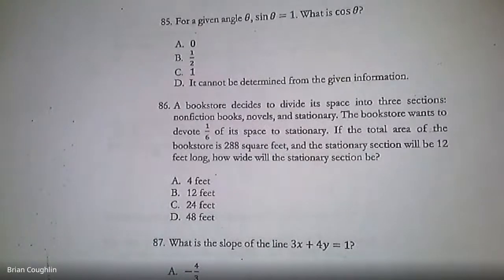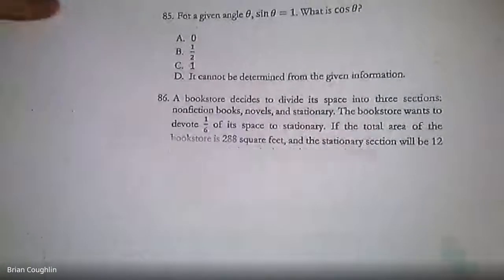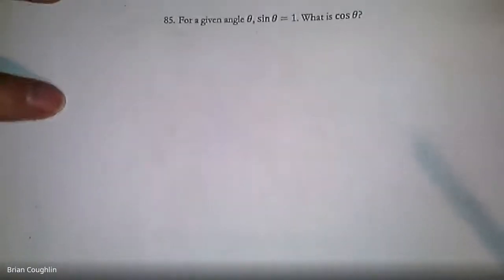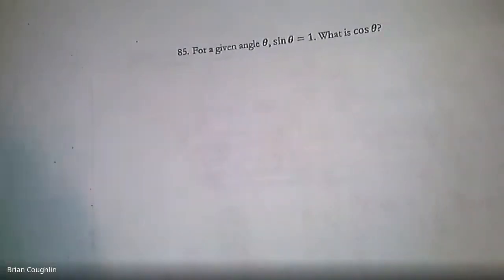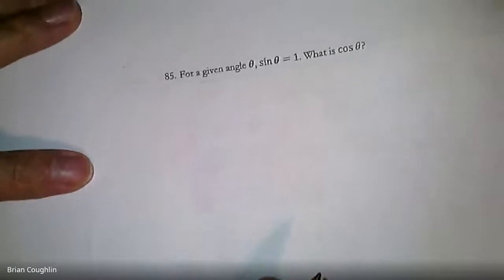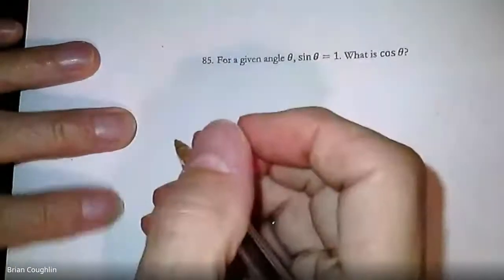It says, for a given angle theta, the sine of theta is equal to 1. What is cosine of theta? Well, I'm going to slip this paper up here. Part of the issue is finding out what sine and cosine mean. Now, I'm going to give the fast answer, and then I'm going to give a slightly longer answer. Sine of theta, there is in trig something called the unit circle.